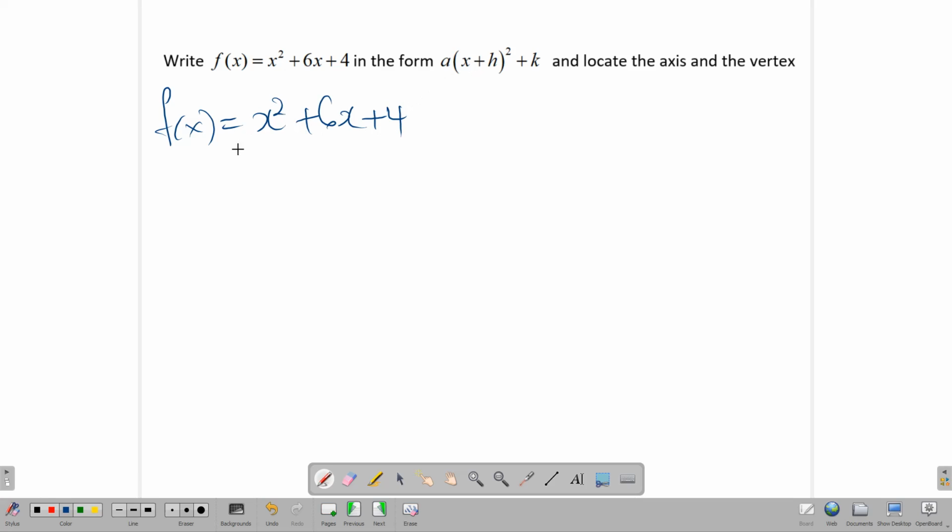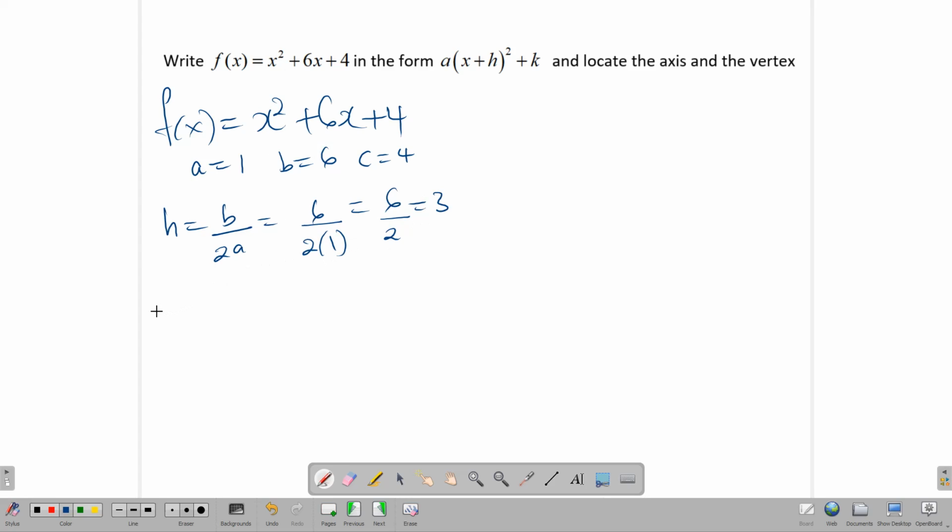First we write down the values of a, b, and c. Here a is 1, since we have 1x squared, b is 6 and c is 4. If we're writing it in the form a bracket x plus h squared plus k, h is equal to b over 2a. So b is 6, divided by 2 times a, which is 1. Six divided by 2 gives us 3.